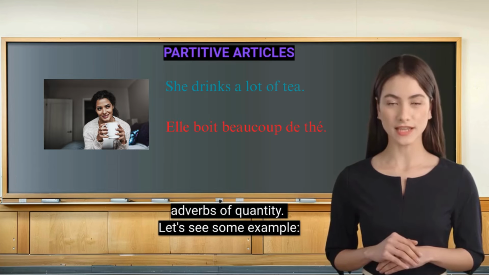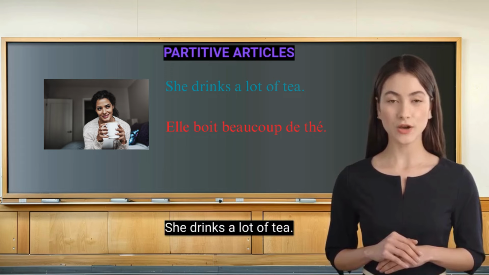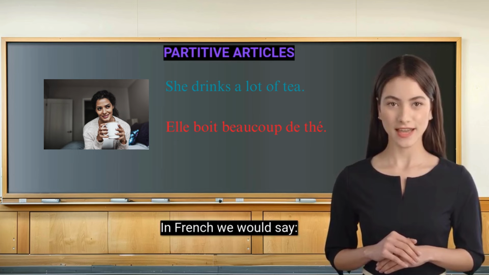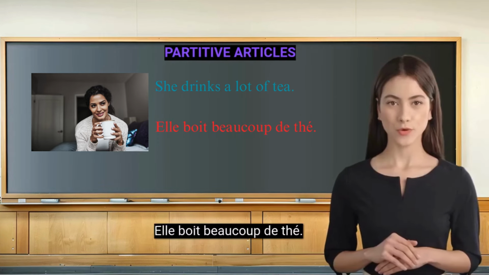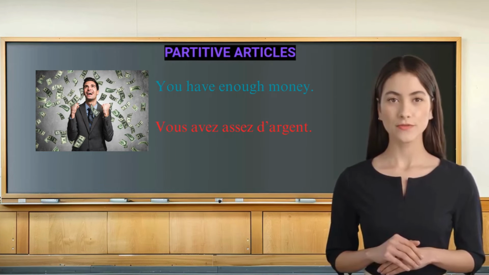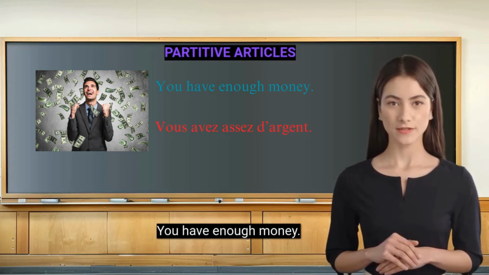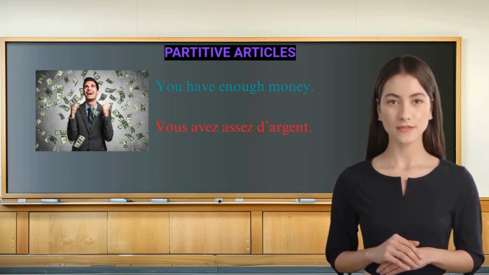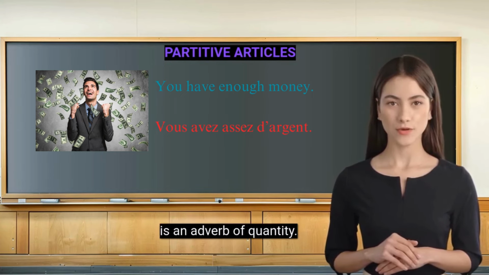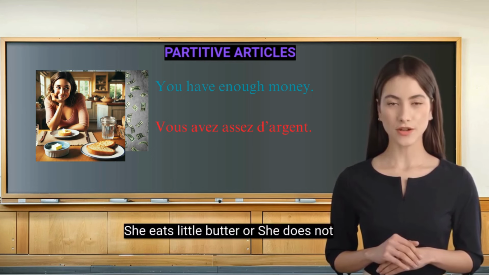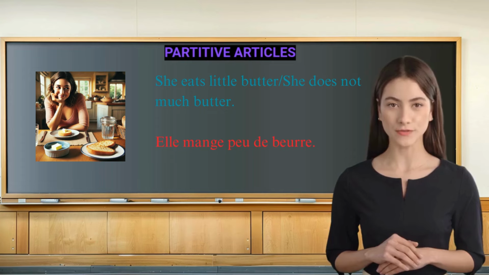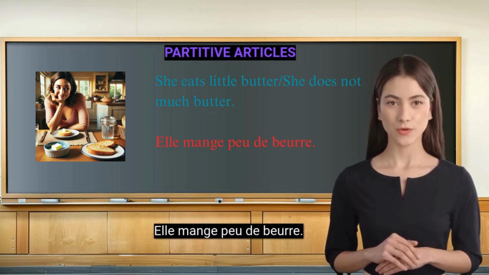Let's see some examples. She drinks a lot of tea. In French we would say, elle boit beaucoup de thé. You have enough money. We would say, vous avez assez d'argent. Assez is an adverb of quantity. She eats little butter, or she does not eat much butter. Elle mange peu de beurre.